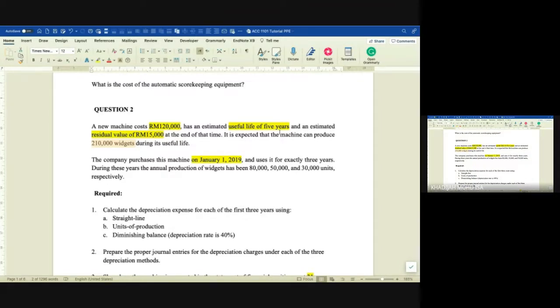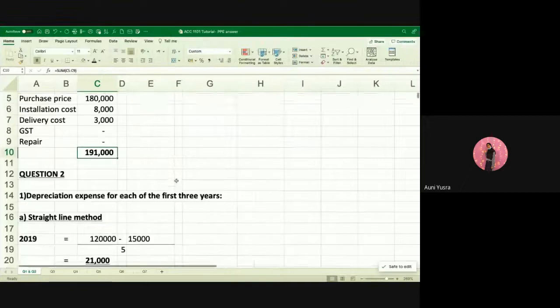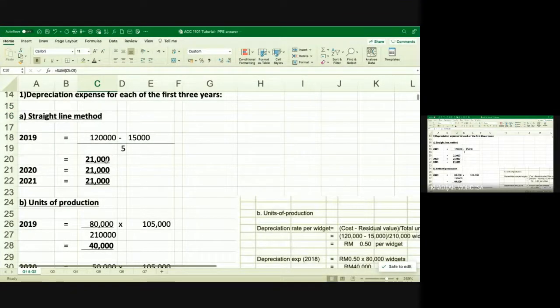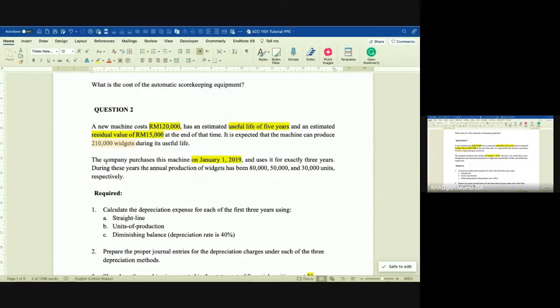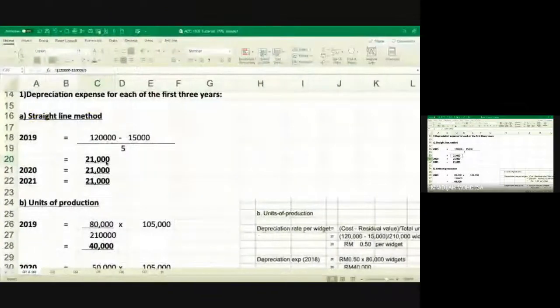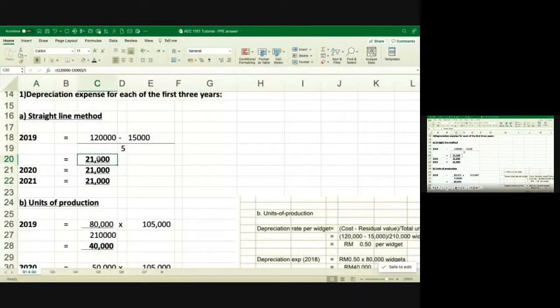So how much is the depreciation per year? 21,000. Yes, it's 21,000 per year. So if you have 3 years, then you have to do it for 2019, because the question asks for each of the first 3 years. So you have 2019, 2020, and 2021. And as you know, the name is straight line basis, so the depreciation will be the same for all the years.